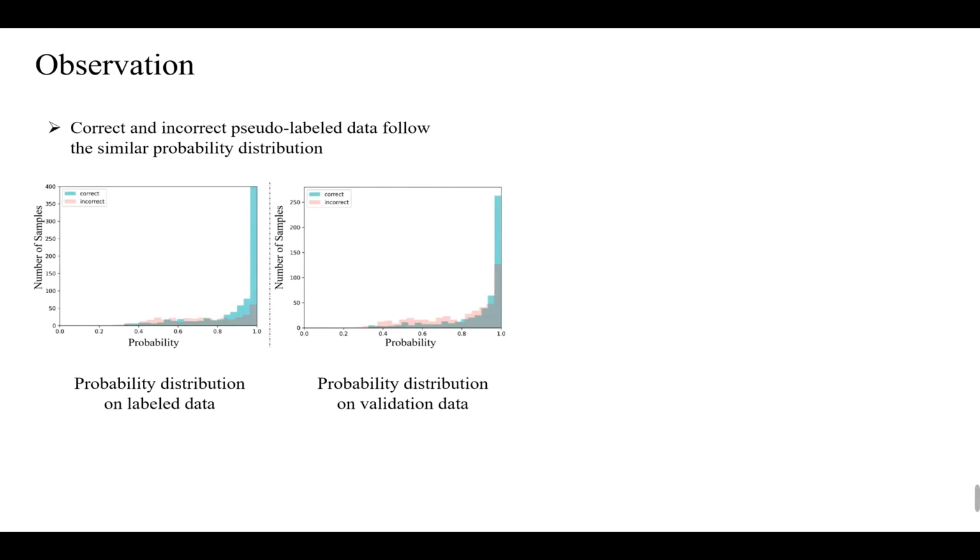As we all know, pseudo-labeling is a widely used strategy in semi-supervision for its simplicity and efficiency, but it has some drawbacks. For example, let's look at the left figure. We first warm up a model using labeled data, and then make predictions on both labeled and validation data. We can find that correct and incorrect pseudo-labeled data follow the similar probability distribution, which means it is hard to split a clean pseudo-labeled set using probability-based threshold.